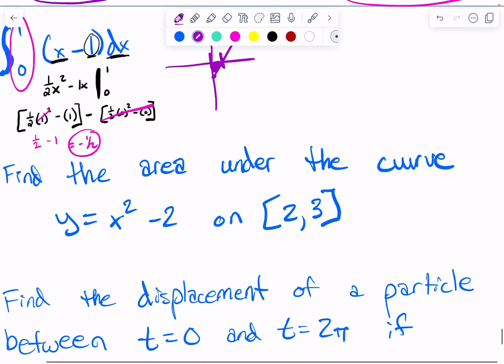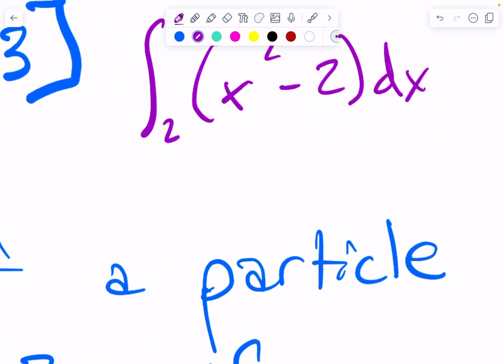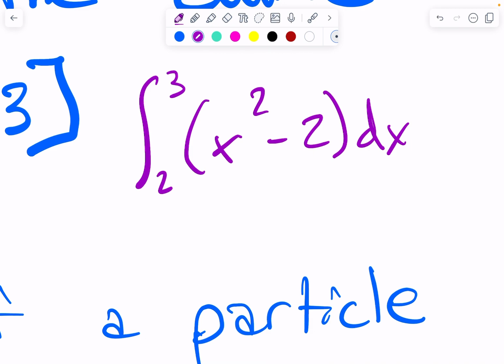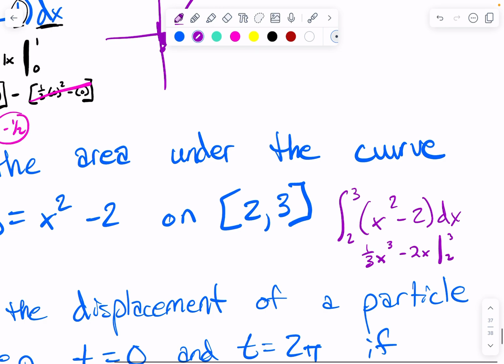Okay, so they're just writing in a different form. So area under the curve, we've got from 2 to 3, x squared minus 2 dx. And this is the same as what number 8 was then. So 1/3 x cubed minus 2x, plugging in 2 and 3. 3 first, then 2. Oh, I'm running out of room. I didn't give myself enough room.